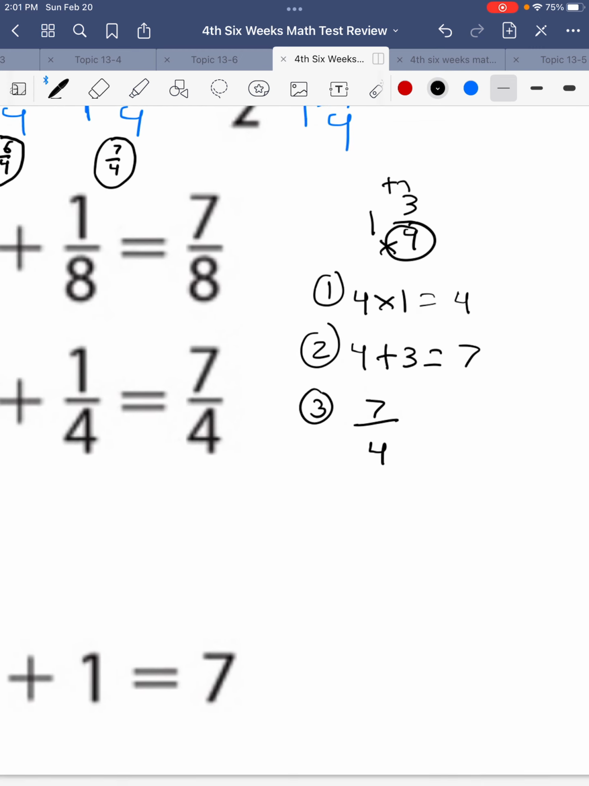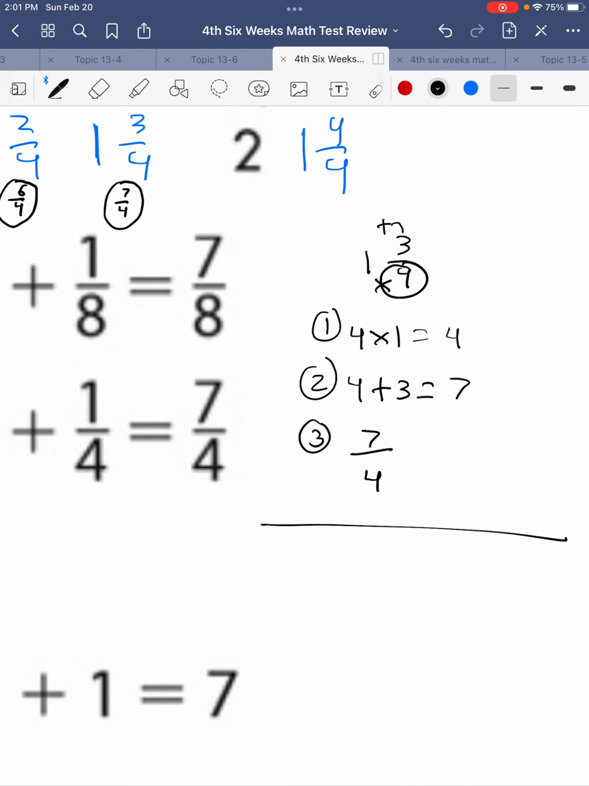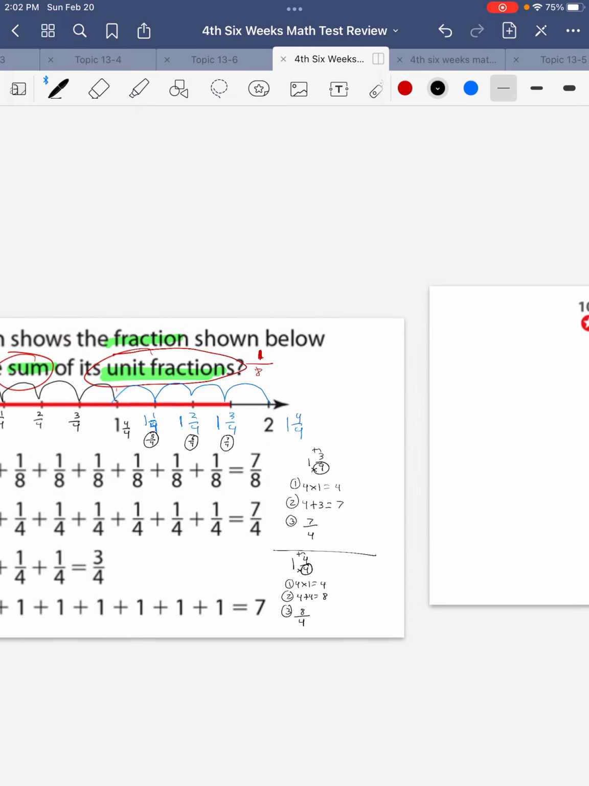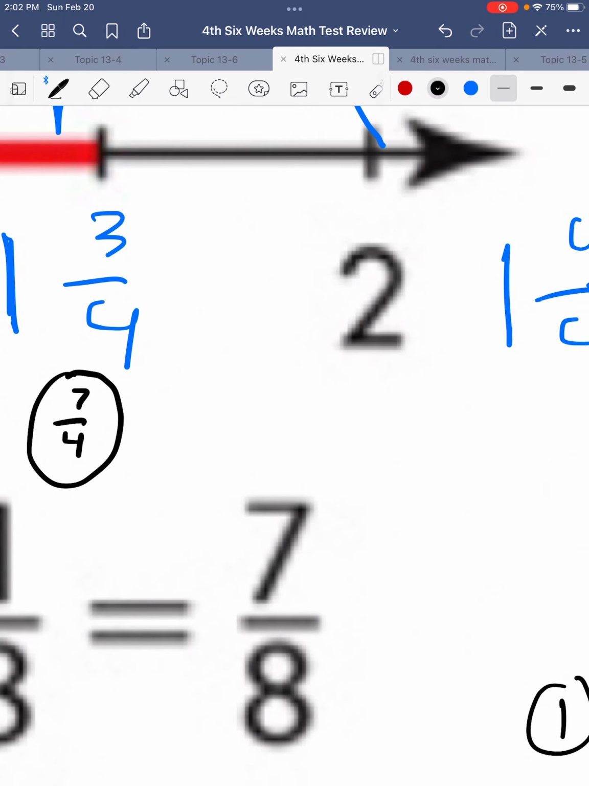Okay, and my last fraction is 1 and 4 over 4. Remember, first step I do 4 times 1. I get 4. I just multiply these two. Second step is I take my 4 and I add it to my other 4. 4 plus 4, I get 8. My third step is I have 8 as my numerator. My 4 stays my denominator. So this one comes out to 8 over 4, okay?